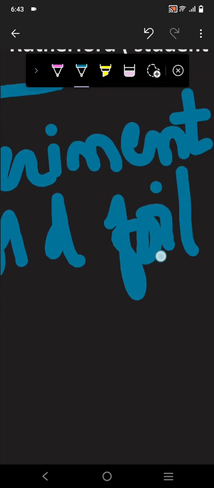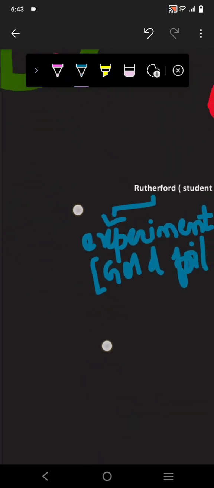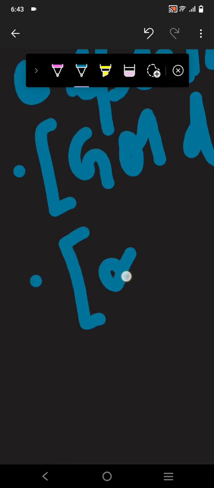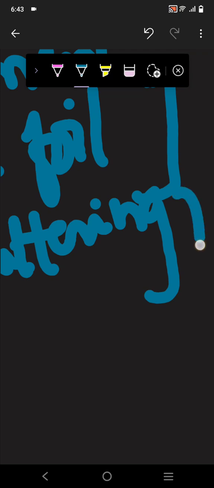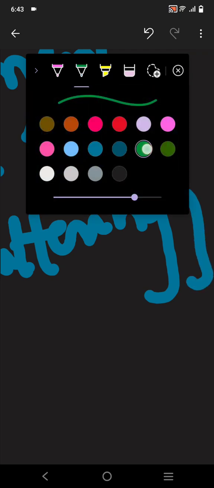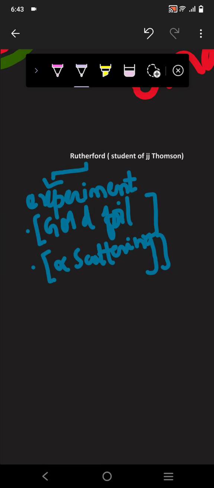was known as the gold foil experiment, and another name is alpha scattering. Alpha scattering. Did you get it? Now we're going to see what instrument he used.